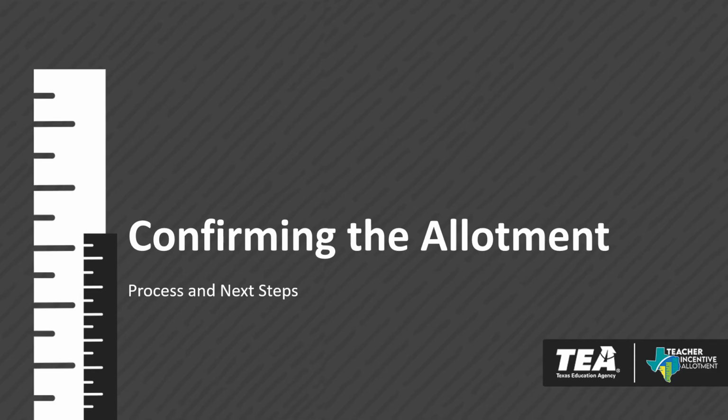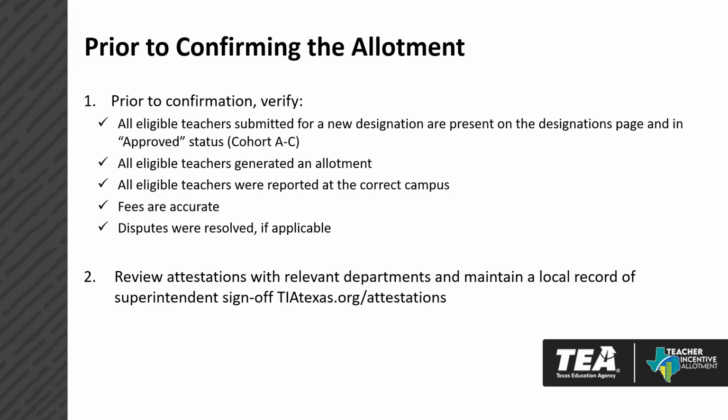Final step, so if you are a district that has no disputes, maybe you just have a few designated teachers, everything looks accurate, you can jump right ahead and begin confirming your allotment. So if your district had no disputes, you are ready to confirm.